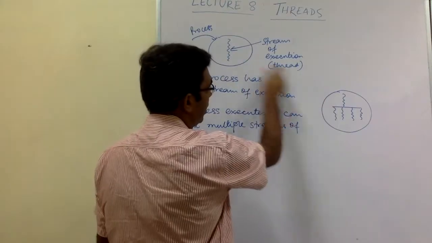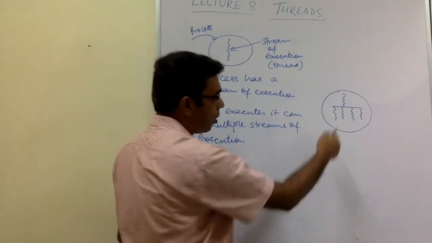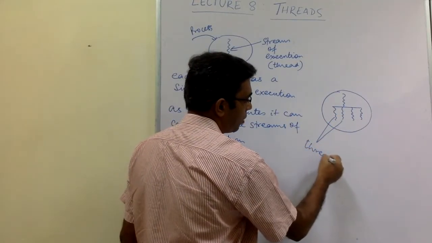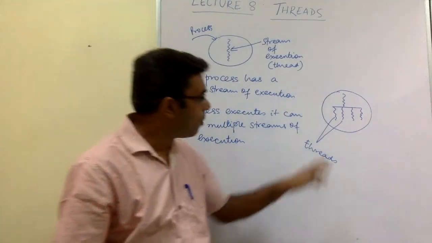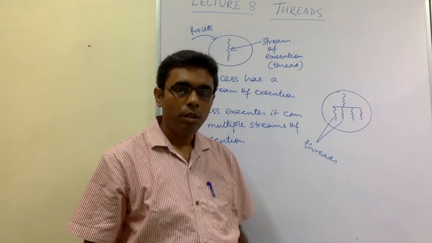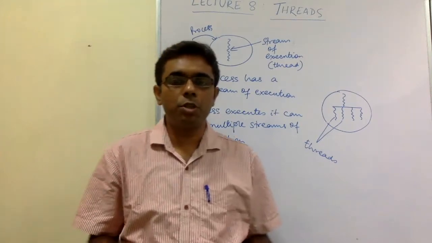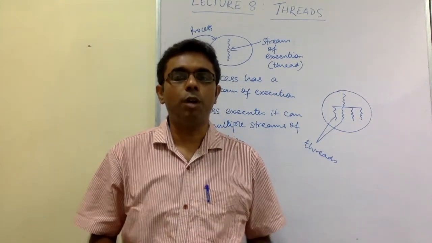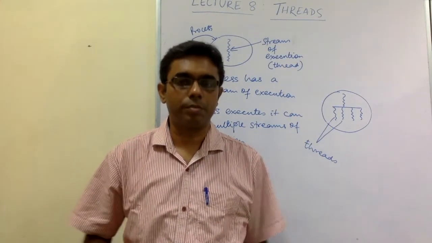This is a single execution that started when the process was created initially. Later on, it can give rise to different streams of execution, each one of which is called a thread. So you can have multiple threads now. If we have split this single stream of execution into multiple streams, now we can make use of these multiple streams and divide the work among them.